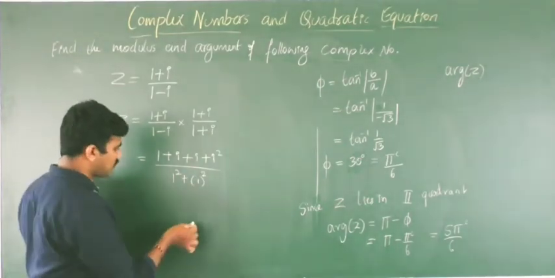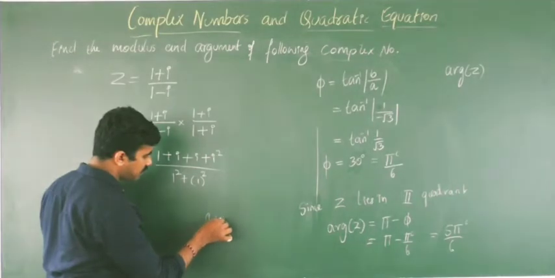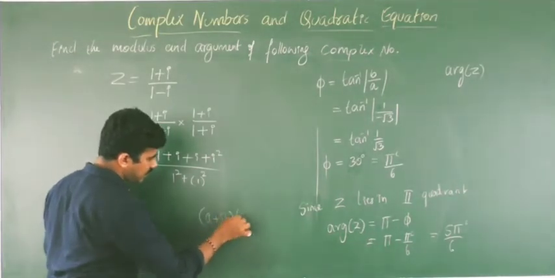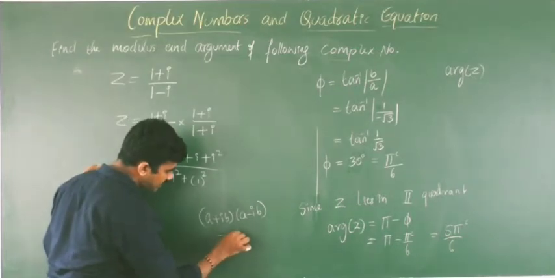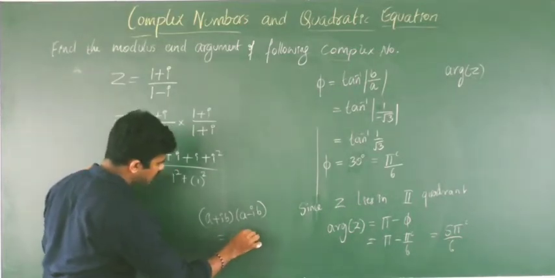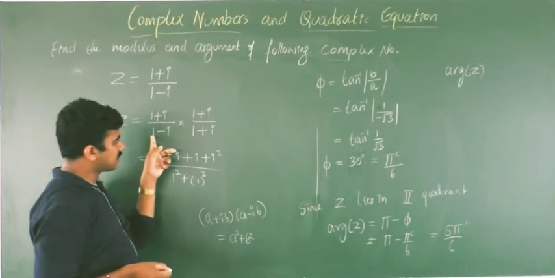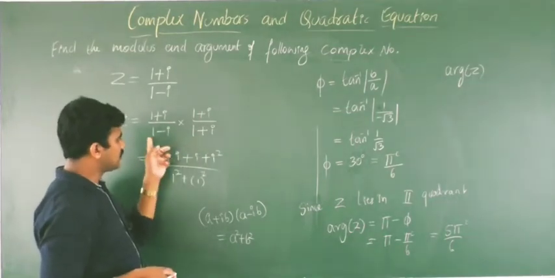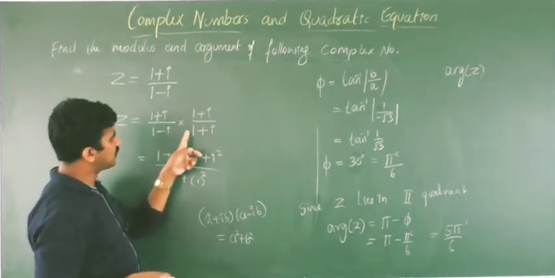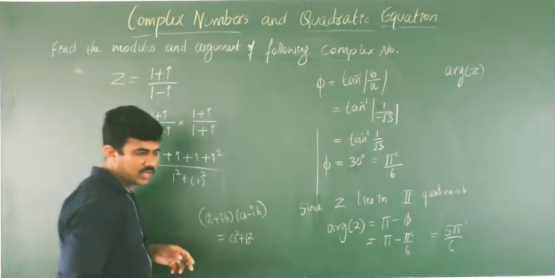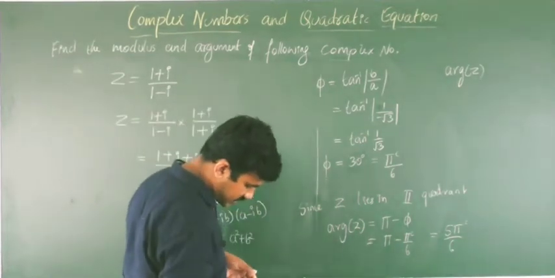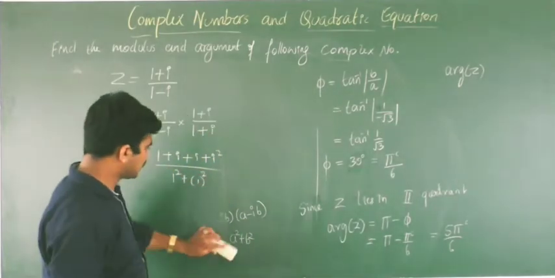If you have any complex number in the form a plus ib into a minus ib, then its value is nothing but a square plus b square. Same concept here also. A is nothing but 1, b is nothing but 1. So a minus ib into a plus ib is nothing but a square plus b square. Okay, so like this we can write. Now we'll see what we'll get here.